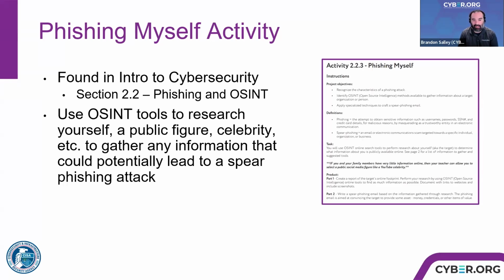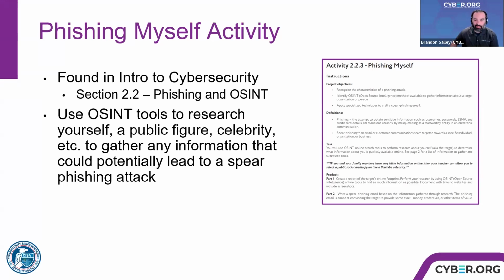But we do have it in there that they could change it to where they could create a phishing email aimed at a public figure, celebrity, anything else. You could even have them work with each other. You could have one student target their partner. They could do this a variety of ways, and I encourage teachers to mix it up and add a little bit of variety to it. For the purpose of tonight, you can do it yourself. That way, you already know a little bit of information about yourself. Or if you want to pick a celebrity, you can do that as well.